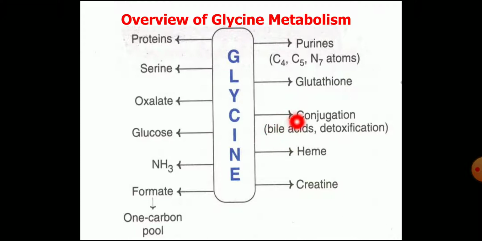Bile acid is conjugated and produces bile salts. For heme synthesis, the first step requires glycine. Then creatine synthesis, since creatine is present in plenty in skeletal muscle. So this is the overall picture from which you can get an idea about glycine metabolism.